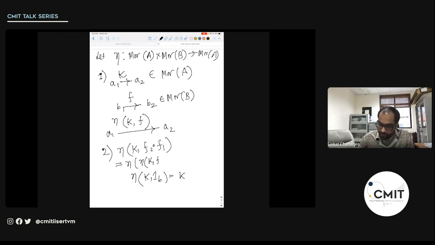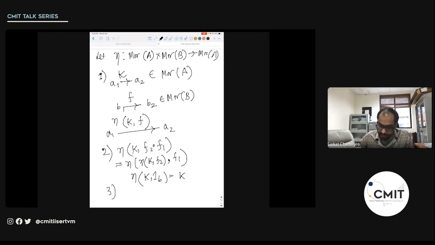eta K F2 F1. Yeah, this is the right thing. So you see that eta K F2 and K both have the same source and target, right? So that is what your first condition is telling, that source and target are completely determined by whatever your first entry is. And then this has the same source and target as K, and here also this has the same source and target as K, and so the entire thing has the same source and target as K.